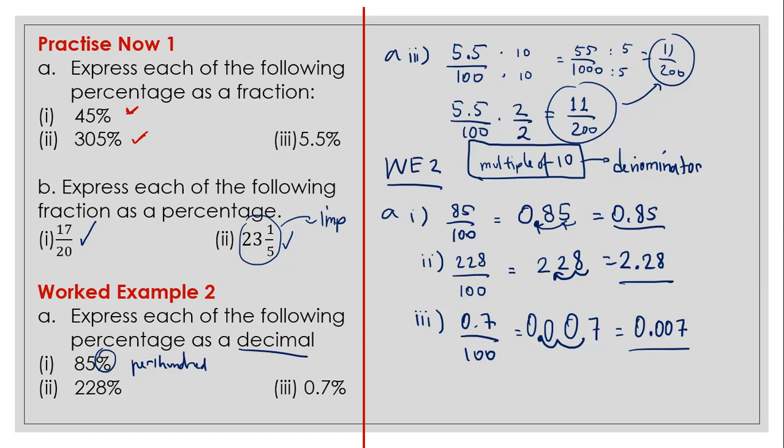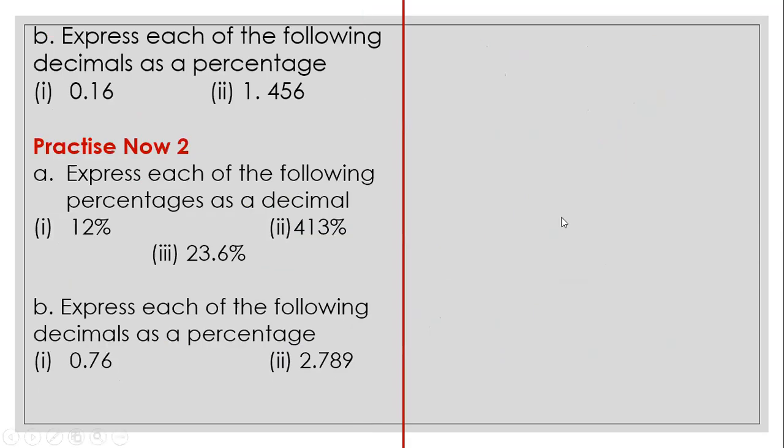It's easy. Again, make sure that the denominator is a power of 10. It can be 10, it can be 100, it can be 1000, it can be 10,000, depending on the decimal point that you want to move to the left if it is division. Now, express the decimals as percentages.